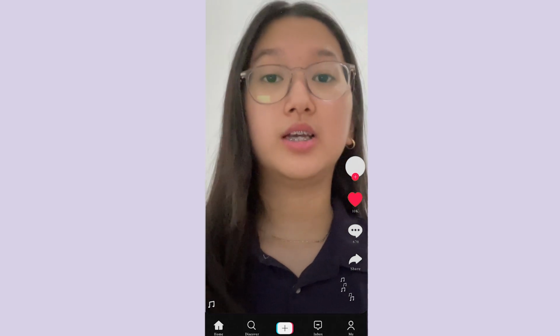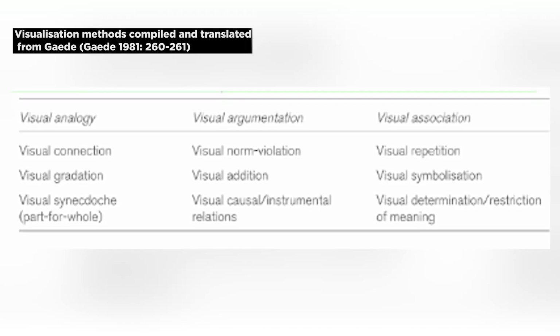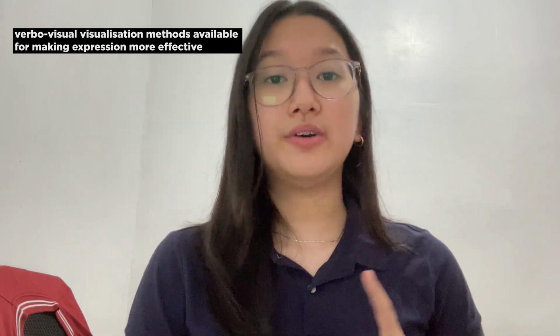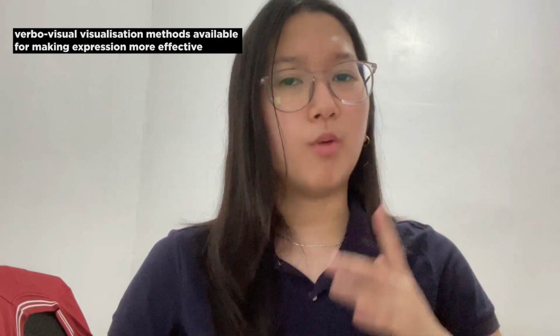devices available to advertising. Another framework proposed is a visualization methods compiled and translated from Gade. Gade also builds a library of relations holding between the visual and verbal contributions to documents, particularly advertisements, front pages, and similar one-page pieces of visual communication that draws directly on traditional rhetorical categories. These categories then provide verbal-visual visualization methods available for making expression more effective.